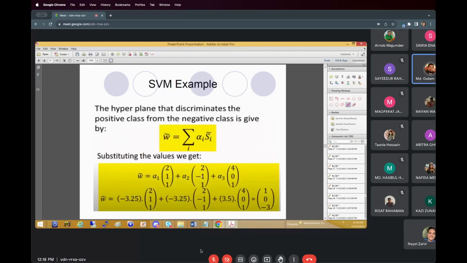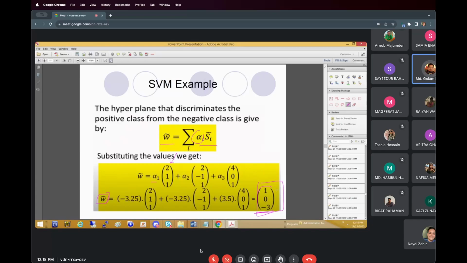Now we have to use this equation to find the W value. W equals the summation of alpha i and Si. We know the alpha i values we have determined, and we also know the augmented support vectors. So if we follow this equation, we will get this. This is our W and B, that means the augmented W, which has the W and B.